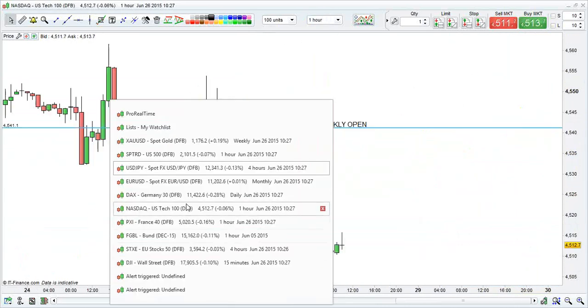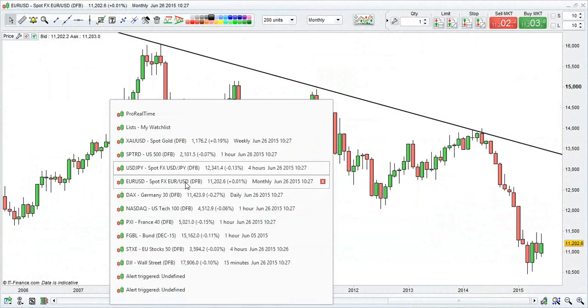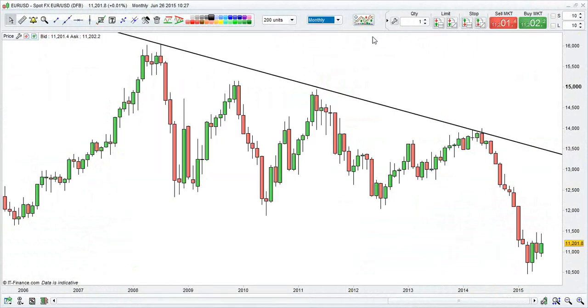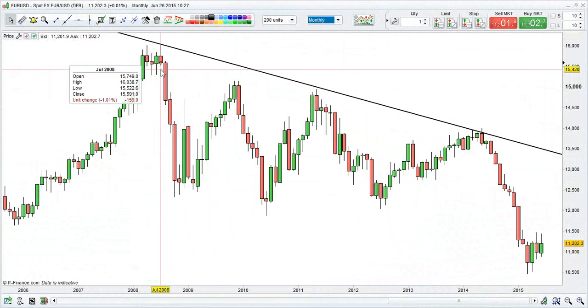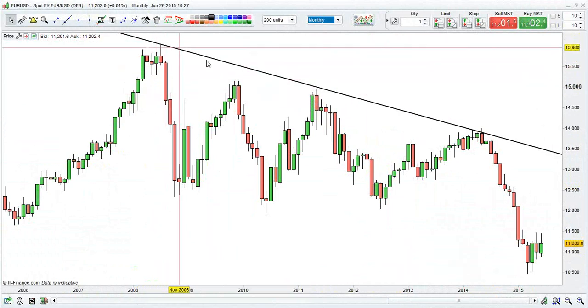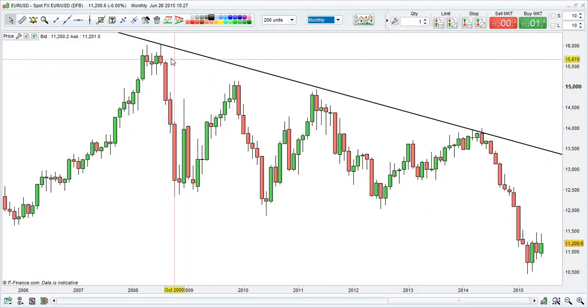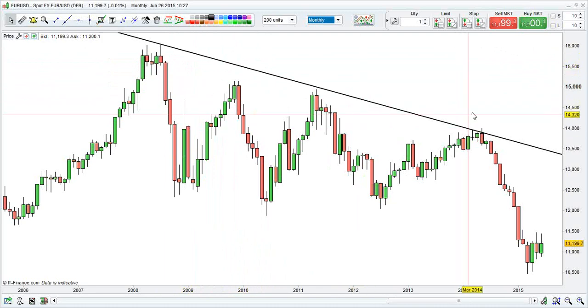So I'm going to pull up our Euro USD on our monthly time frame. So again, our valid trend line going back to July 2008, and as we can see, valid trend line, one touch, two touch, three touch, so that's a valid trend line. So as you can see, the market is selling off, and it has been, so it's in a valid downtrend, and that's on our monthly.